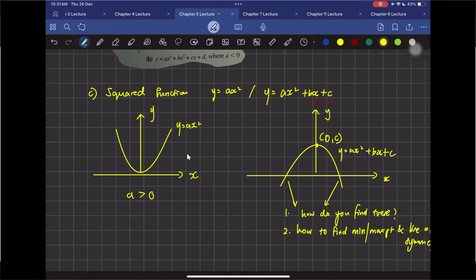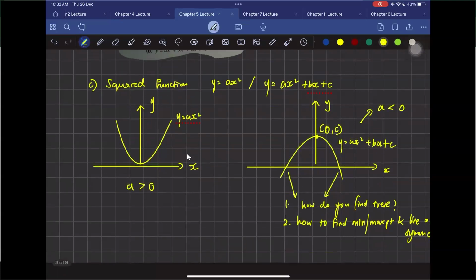And then if you have y equals ax squared plus bx plus c, in this case your a is less than 0, okay? So it is a frowning face curve with a maximum point, and your y-intercept is at (0, c).